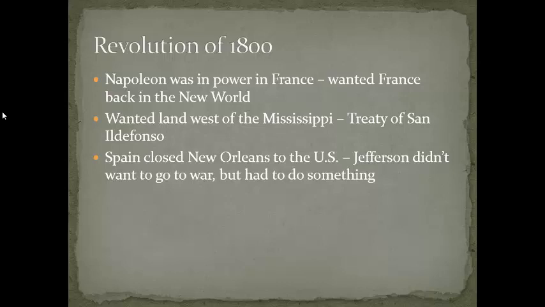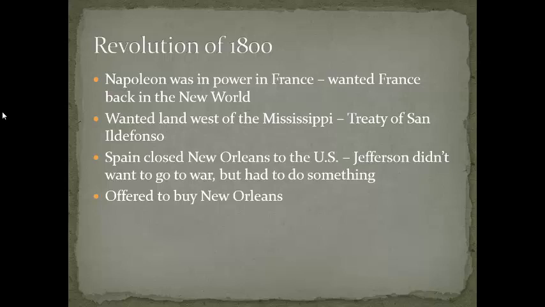Now, he doesn't want to go to war with France if he can avoid it, but he has to do something to get access to the port of New Orleans back. So what he does is he offers to buy New Orleans. He sends American diplomats over to Napoleon and he says, look, we have to have access to New Orleans. Let us buy the city from you. By this point in time, it has become open knowledge that France does, in fact, control land west of the Mississippi. So we're dealing directly with France.